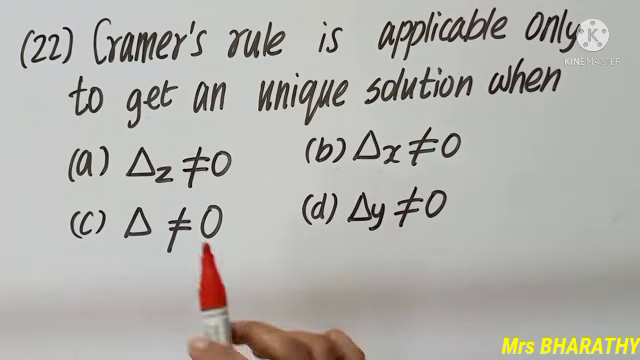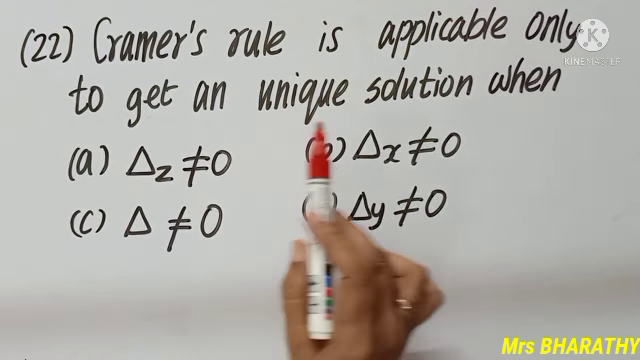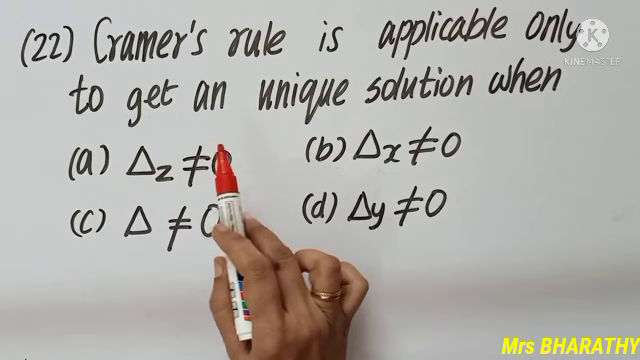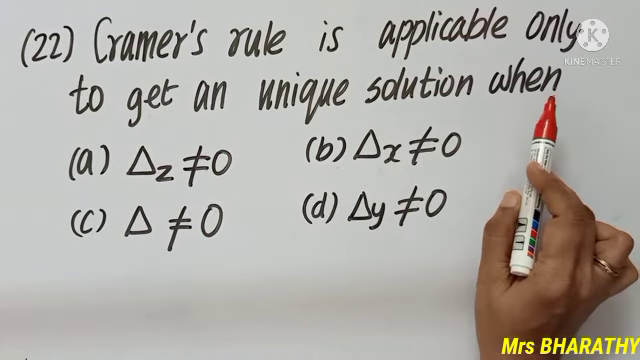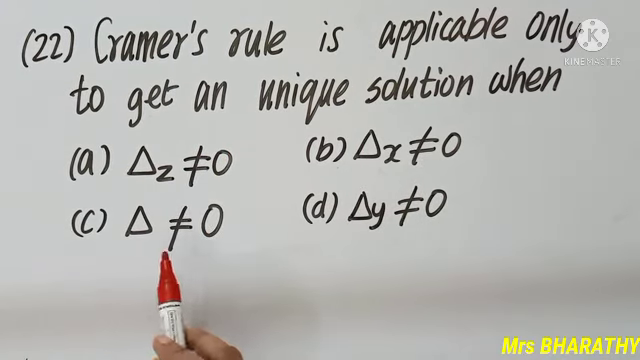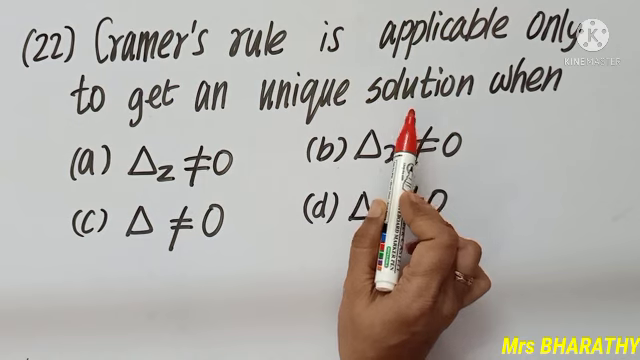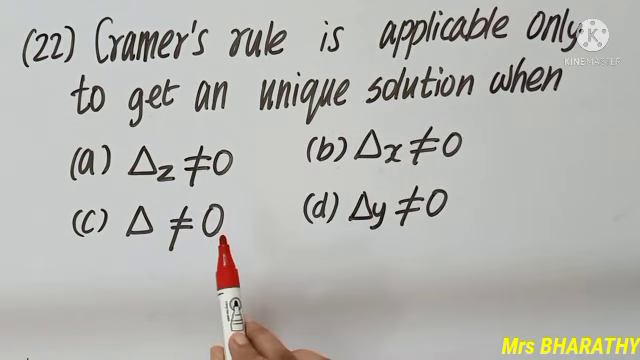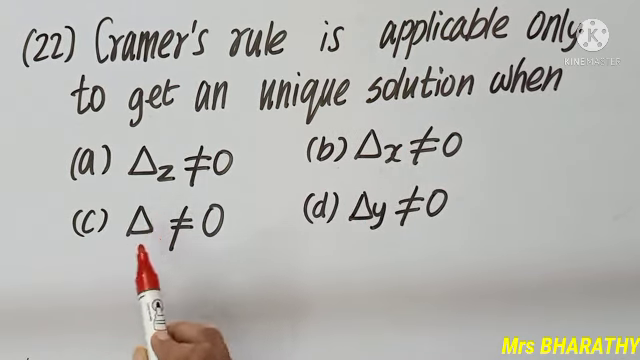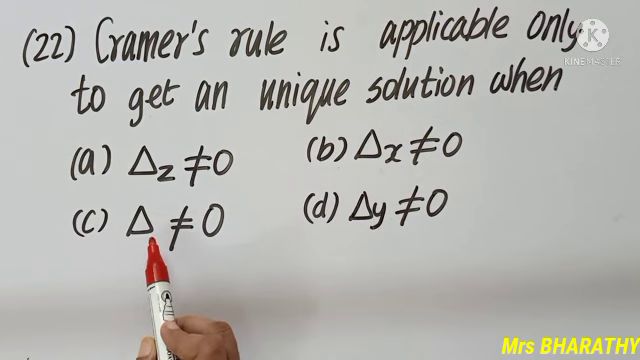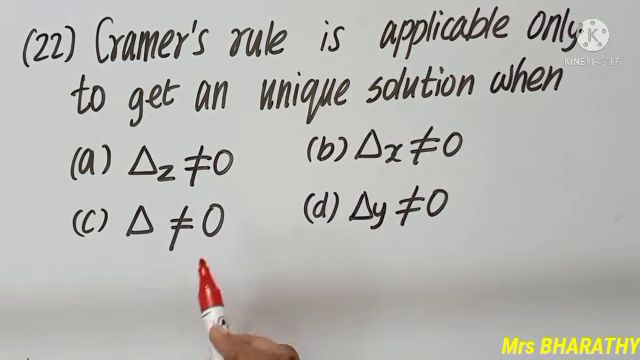Question number 22. Cramer's rule is applicable only to get a unique solution when del is not equal to 0. So whenever you want a unique solution, you can use Cramer's rule, provided the determinant of the equation, that is del value, is not equal to 0.